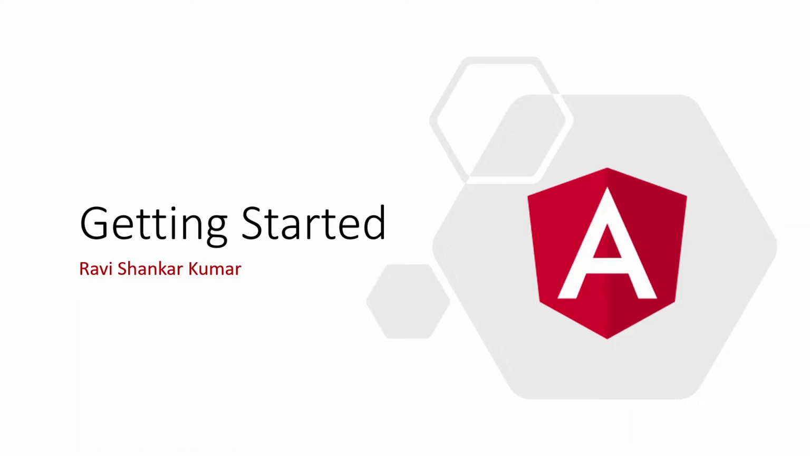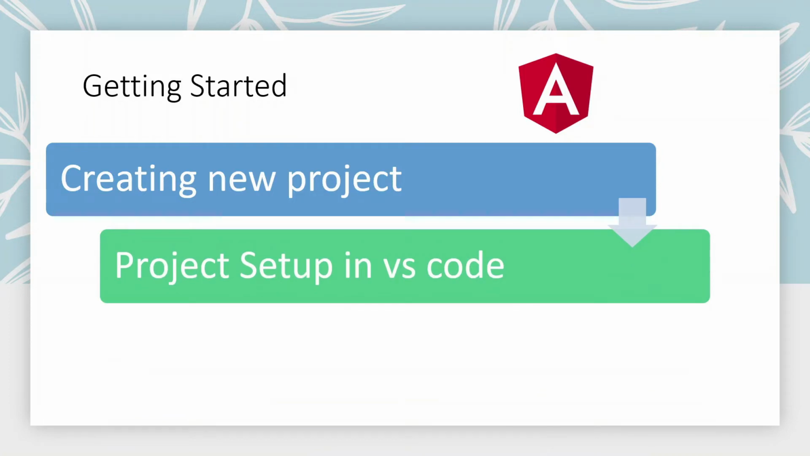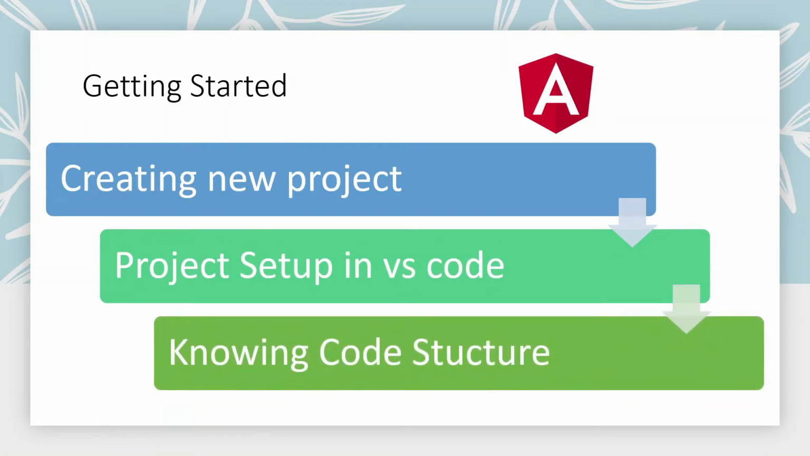In today's video, we will take a look at the project structure and how we can set up our project for Angular development. So without getting late, let's get started. The first thing that we will know is how to create an Angular project. After that, we will do the project setup in VS Code and then we will know about the code structure and the folder structure of the Angular application. So let's get to the first point.